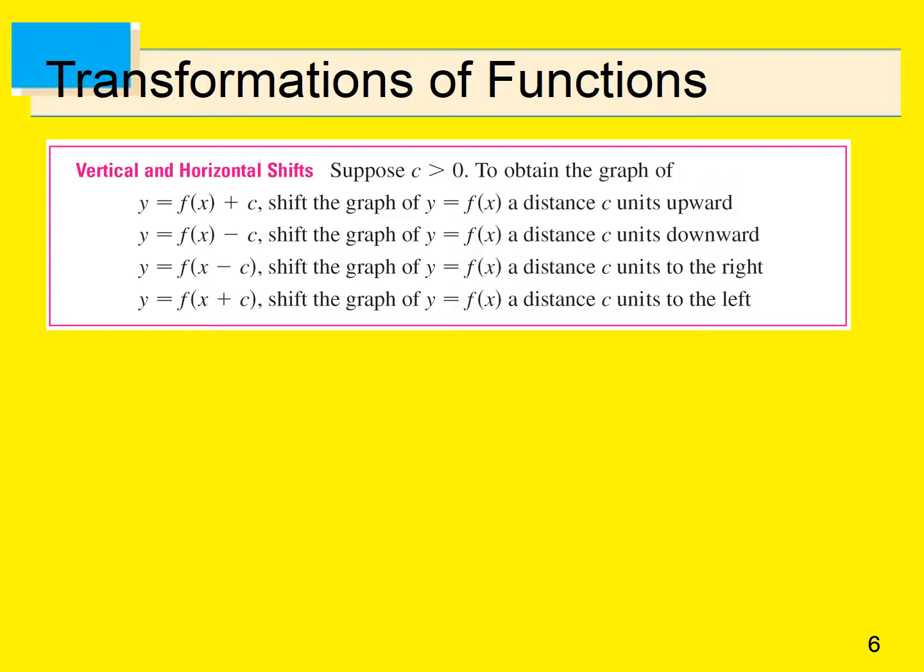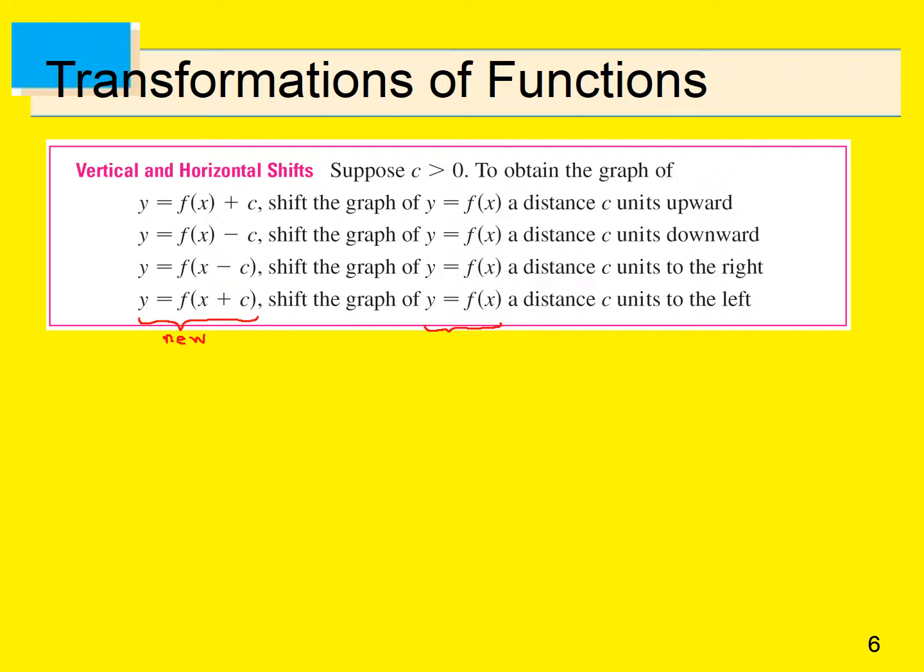Looking at the summary box, we can see that we've got a number c. We're saying it's positive, and we can add c to f of x on the outside of the parentheses. We could subtract c from f of x. We could subtract c from x on the inside of the parentheses, or add c to x on the inside of the parentheses. Okay, so now they're saying in order to make the new transformed, in this case translated or shifted graph, we apply these translations to the old one.